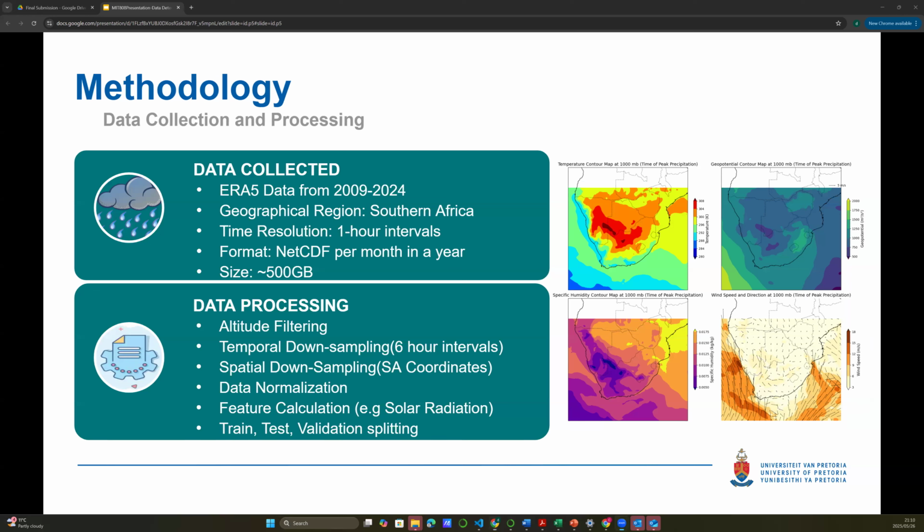The dataset used for the study consists of ERA5 reanalysis data spanning from 2009 to 2024. This data is available at a resolution of 1-hour intervals. To make the dataset more manageable, several data processing steps were applied, including altitude filtering, data normalization, feature construction, and temporal and spatial downsampling. After processing, the data was split into training, testing, and validation sets.